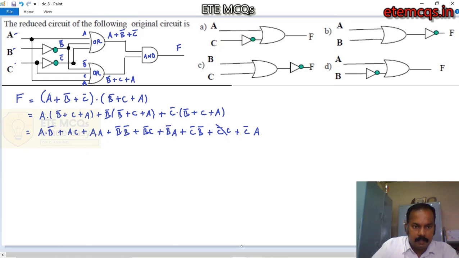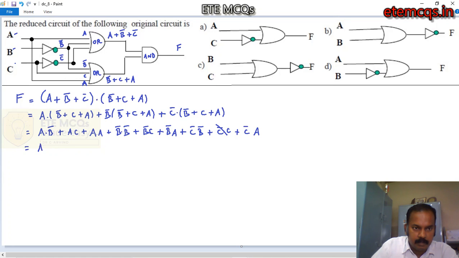Now let us simplify this further and write all the terms that are associated with the literal A. We know that a Boolean variable in its actual or complemented form is a literal. In this case, A is a literal, B bar is a literal. Here A is a literal, C is a literal. A is a literal here, B bar is a literal. Likewise. So let me just write the terms that are associated with A.